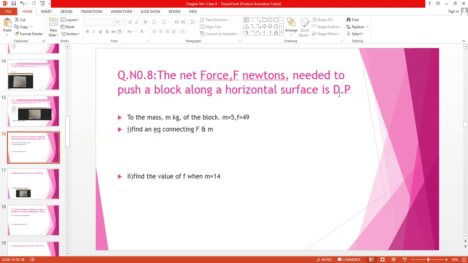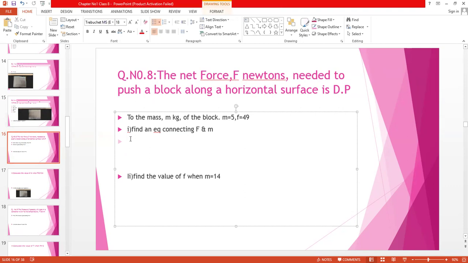There's no need to write it. And for directly proportional, which letter do I have to use? K. So I have to write it here. F is equal to K, and the second variable is M. So F is equal to KM, okay? Look here, needed to push along the horizontal surface, and it is directly proportional to mass. And which variable is used for mass? M. So put the value for M, it is equal to 5, and for F, it is equal to 49. So I write it here.